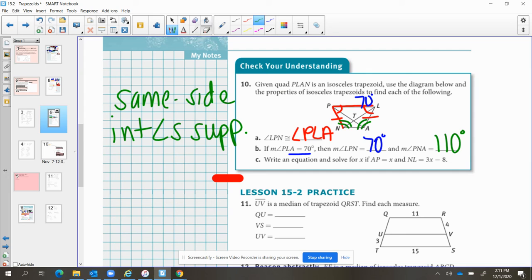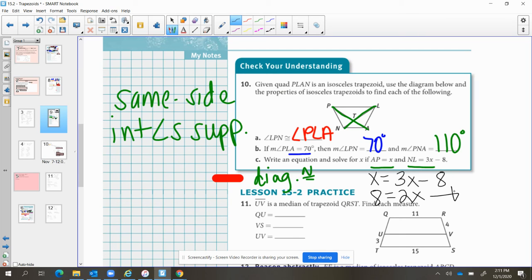Now, the other piece of this, I'm going to erase this so we can see it a little bit better, is asking us to look at AP and NL, aka the diagonals. Well, from the last page, we know that the diagonals are congruent, so we can set them equal to one another in order to solve for x. So if we add 8 to both sides, subtract a 2, x is going to equal 4 for this problem. Okay.